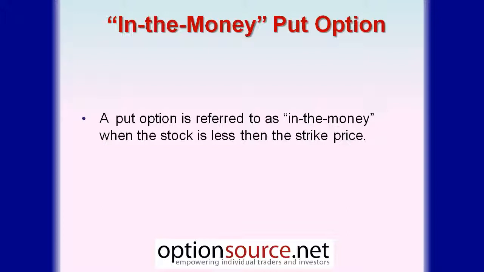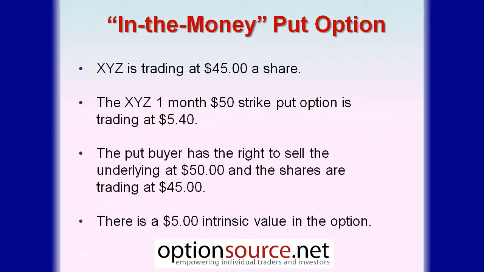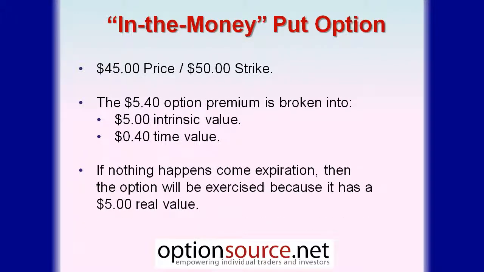A put option is characterized as being in the money when the share value of the underlying is less than the strike price. With XYZ at $45 per share, a $50 strike put option with 1 month until expiration may be trading at $5.40. The put buyer has the right to sell the underlying shares at $50 even though XYZ is trading at $45. We determine the intrinsic value of the put option by subtracting the share value from the strike price. In this example, a $50 strike minus the share value of $45 reflects an intrinsic value of $5. The $5.40 premium can be broken down into two parts.